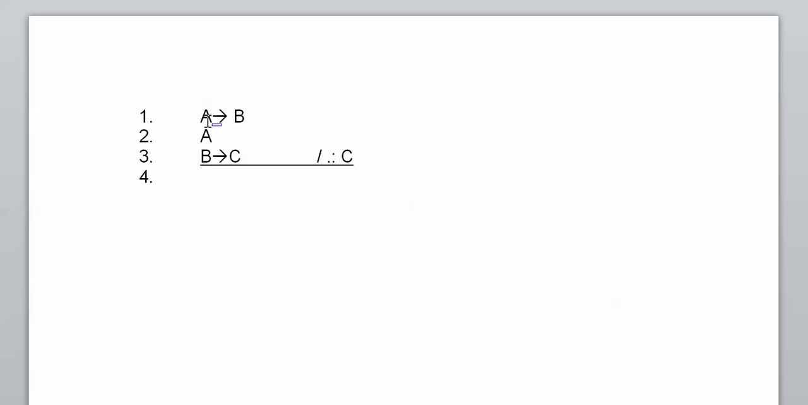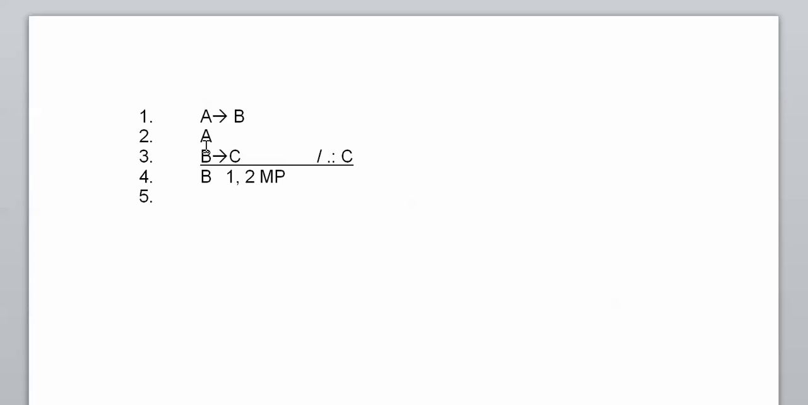So we have if A, then B, A, therefore B, right? That's just an application of modus ponens. In other words, if Andy likes bats, then Bob likes bats. Andy likes bats, so we know Bob likes bats. That's line 1, 2, modus ponens.